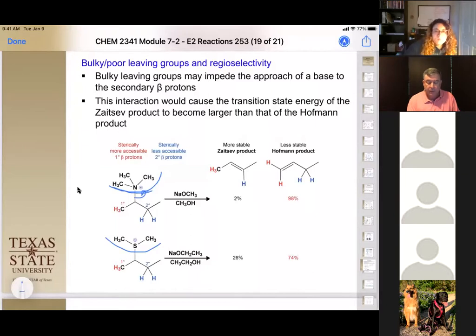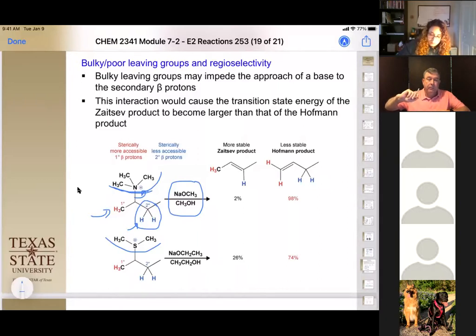So when we look at this, we have to look at where our base is coming in and which base we are using. In the case of using something nice and small like methoxide here, we can look at the secondaries as the ones we think we want to remove. But again, we have to have that anti to the leaving group here. It turns out when we have a big bulky leaving group, we end up getting the Hofmann product instead because of the sterics of the system.